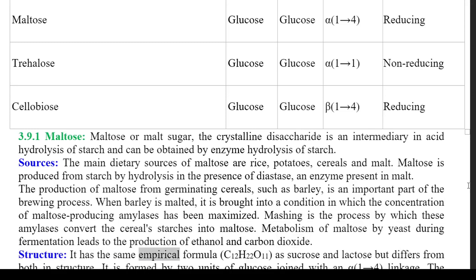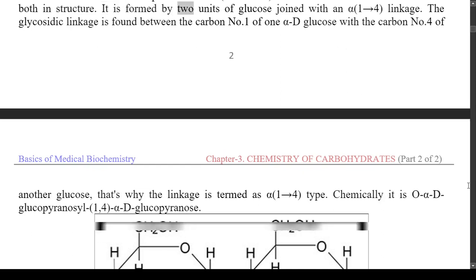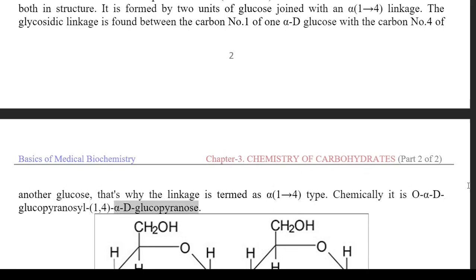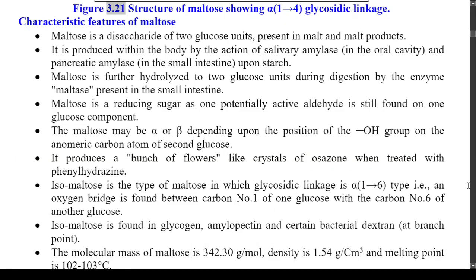Structure. It has the same empirical formula, C12H22O11, as sucrose and lactose, but differs from both in structure. It is formed by two units of glucose joined with an alpha 1→4 linkage. The glycosidic linkage is found between carbon number 1 of one alpha-D-glucose and carbon number 4 of another glucose. That's why the linkage is termed alpha 1→4 type. Chemically it is O-alpha-D-glucopyranosyl-(1→4)-alpha-D-glucopyranose. Figure 3.21 Structure of maltose showing alpha 1→4 glycosidic linkage.